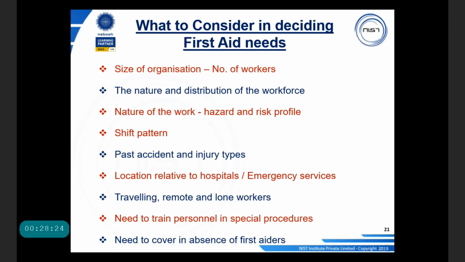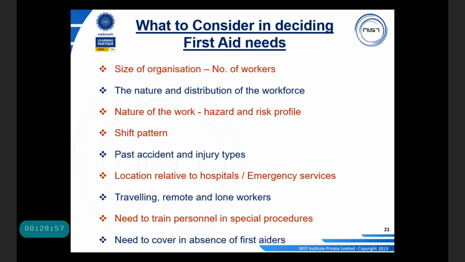Location relative to hospitals. I think we spoke about this, no? Whether there is a hospital in the nearby areas, or are we in a very remote place? This will decide on how much first aid arrangements are necessary. Traveling remote lone workers. For lone workers, if you remember, when we spoke about lone worker control measures, we had training them to be a first aider themselves. And they're also providing a first aid kit in their hand, right? So that's why you're considering traveling remote and lone workers.